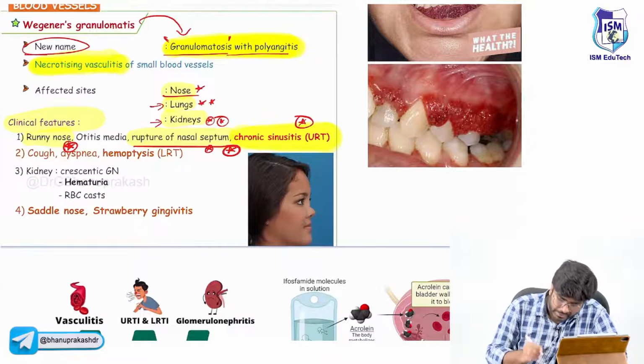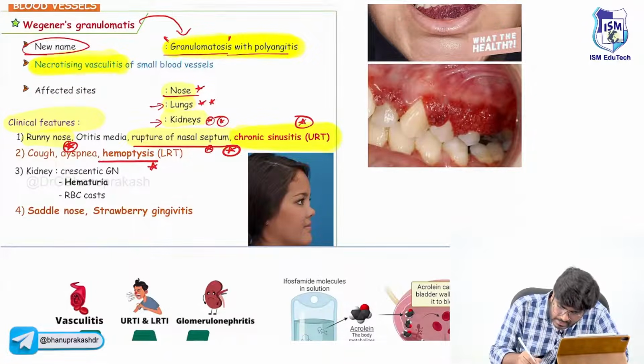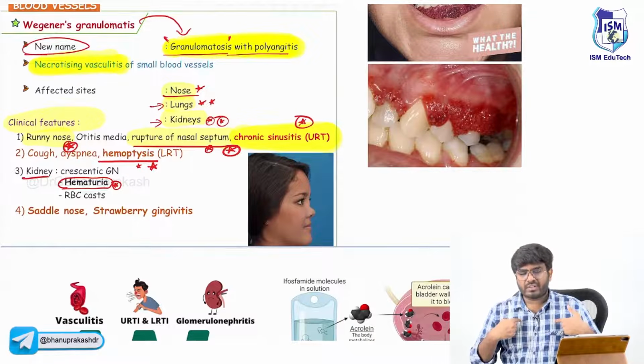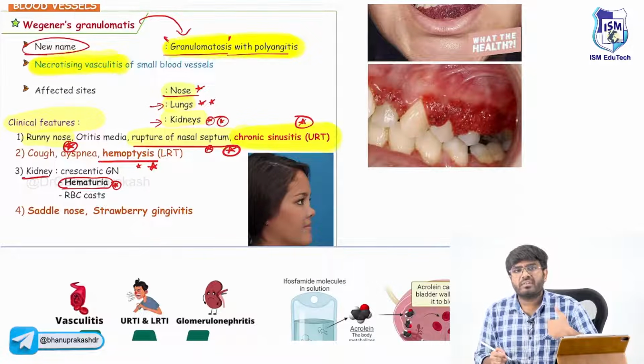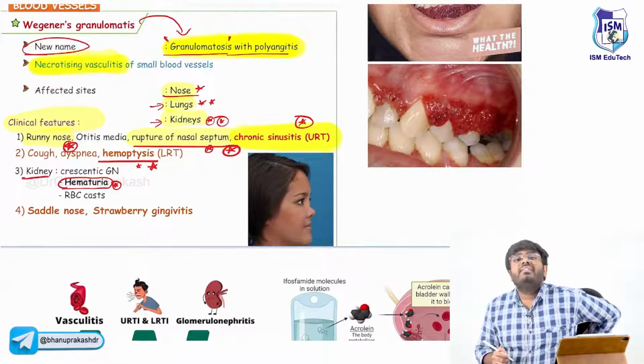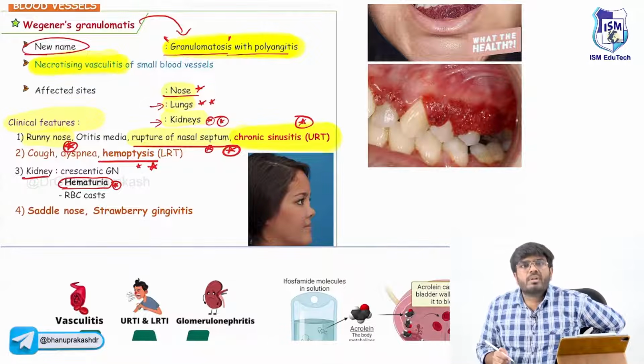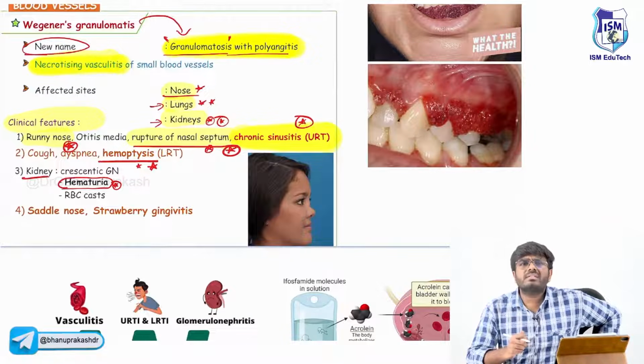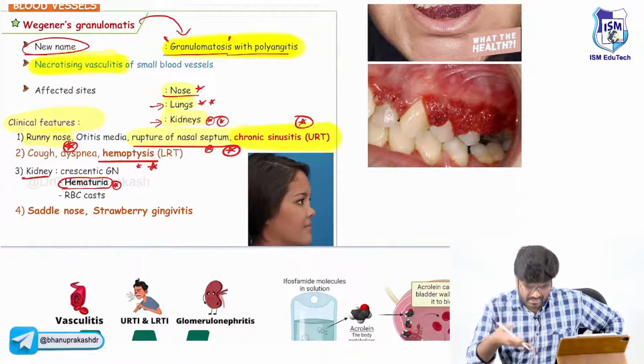Apart from this, as I have explained to you, there is hemoptysis from lung involvement. Kidney involvement shows hematuria, hemoptysis and hematuria. You can ask me why hematuria, sir. Imagine I am the patient who is suffering with Wegener's granulomatosis. I will develop rapidly progressive glomerulonephritis or crescentic glomerulonephritis. Glomerulonephritis is inflammation of the glomerulus. What is glomerulus? Glomerulus is nothing but blood vessels.